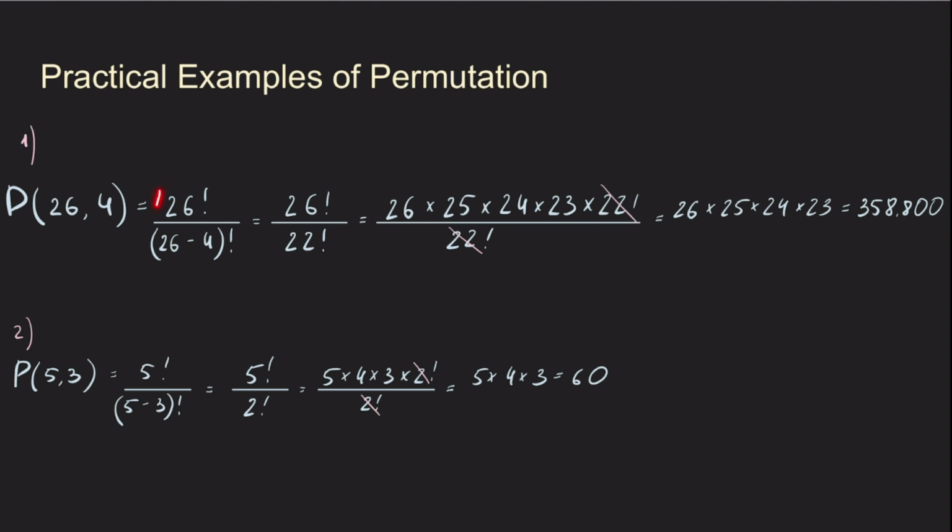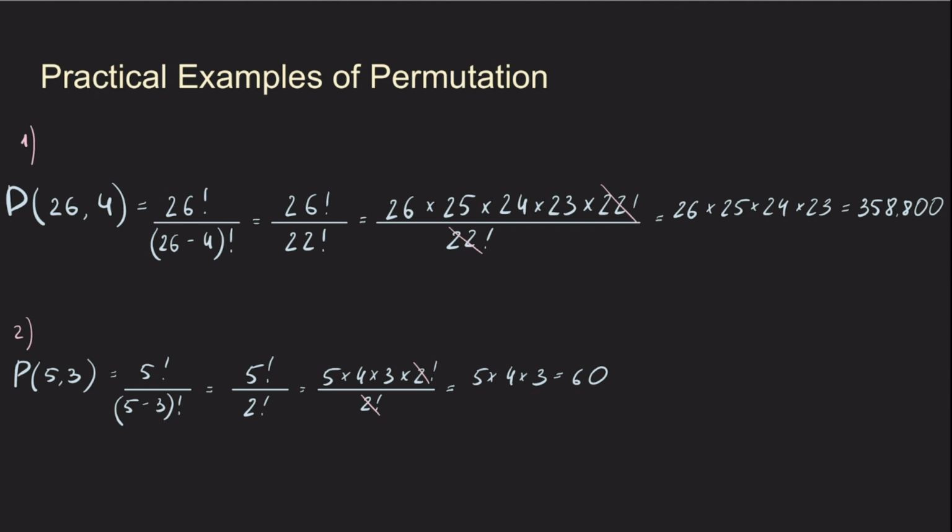It is 26 factorial divided by 26 minus 4 factorial, which is 26 factorial divided by 22 factorial. Now we write 26 factorial as 26 times 25 times 24 times 23 times 22 factorial. And we stop at 22 factorial because this is the same number as in the denominator, so we can cancel these two numbers. And we end up with 26 times 25 times 24 times 23, which is equal to 358,800.